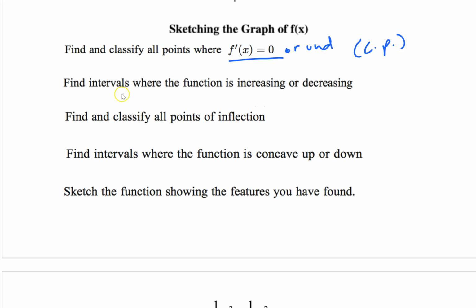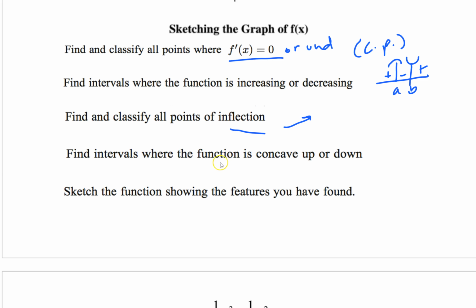Step 2, we're going to do a sign chart with those critical points to find out where it's increasing or decreasing. We'll do a little sign chart here. Right, that's to let me know if it's increasing or decreasing. And then also, next step, classify all the points of inflection. It's also to let me know if this is a max or a min.